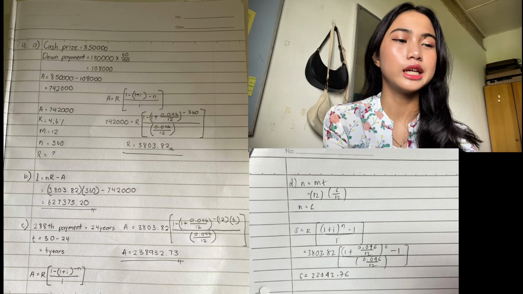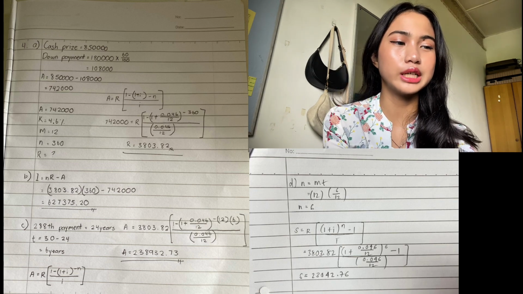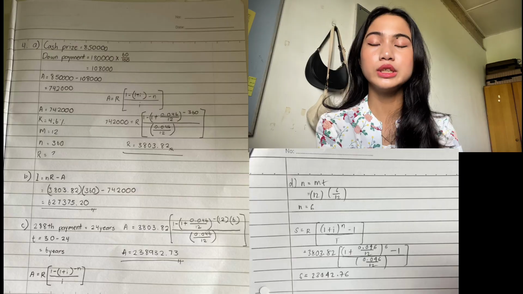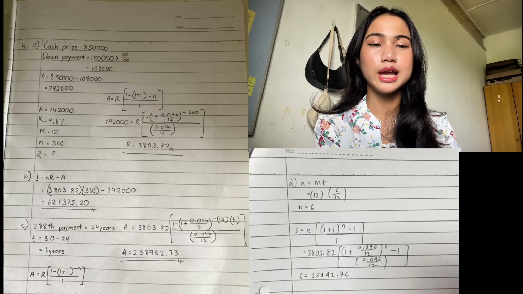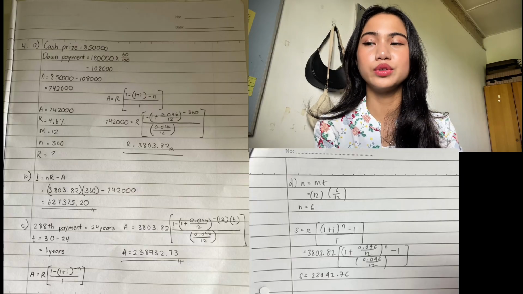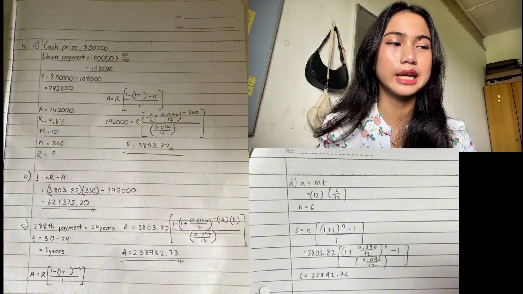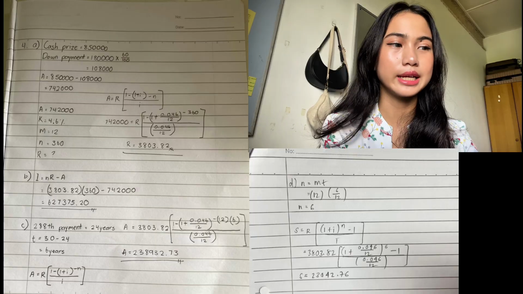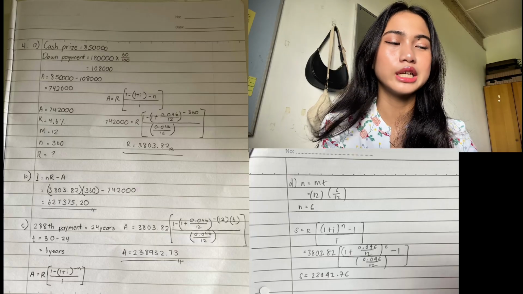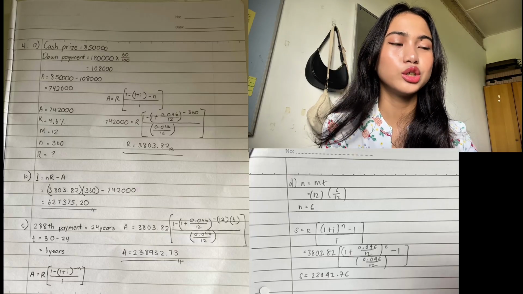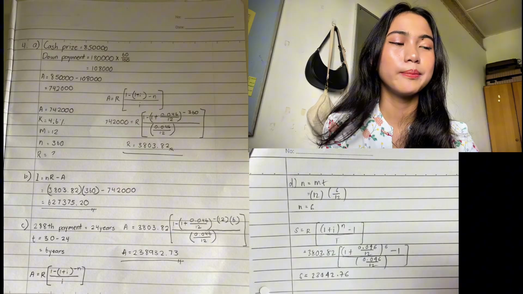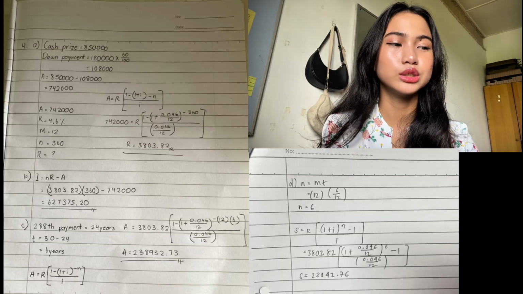238,932.73. D. If he fails to pay the first 5 monthly payments, find the amount he has to pay on the 6th payment in order to settle the outstanding arrears. First, we must find N. Using the formula N equals MT, 12 times 6 over 12. So the answer is 6 months. Using the formula S equals R times ((1 plus I) to the power of N minus 1) divided by I. So S equals 3,803.82 multiplied by ((1 plus 0.046 divided by 12) to the power of 6 minus 1) divided by (0.046 over 12). So S is 2,342.76.